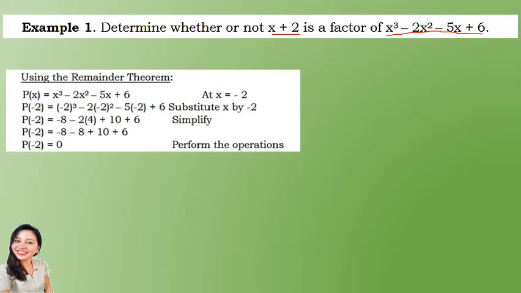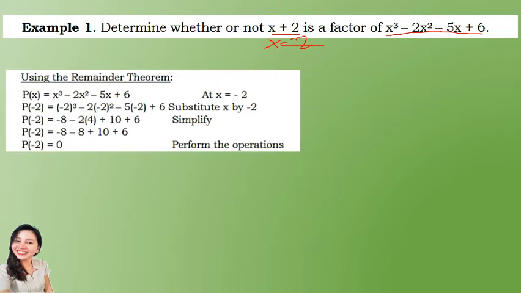So, again, substitute the function with x equals 2. So, tanan x, pulihan na ito og 2. So, 2, negative, not 2. X plus 2 man din no. So, x equals negative 2. So, tanan x pulihan nato og negative 2. So, negative 2 cubed minus 2 times negative 2 squared minus 5 times negative 2 plus 6.